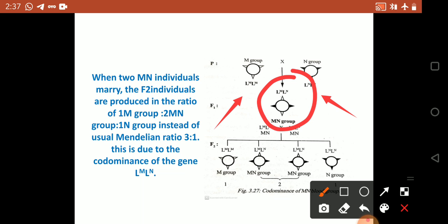So later, when L^M L^N is crossed with each other, that is F1 crossed with F1, in the F2 generation we will have first the M blood group, which contains L^M L^M, and second M and N, that is L^M and L^N, which is the Mn blood group, and at last the N blood group, that is L^N L^N. So this is also an example that comes under codominance.